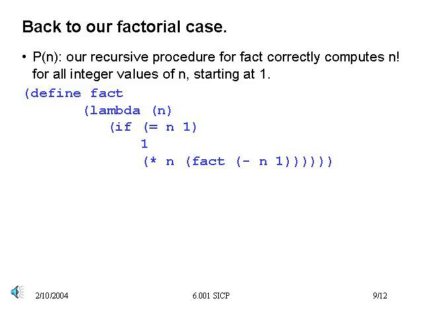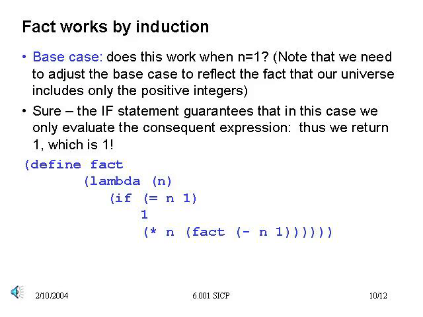So here's our code, and our proposition is that this code correctly computes n factorial given a legal value for n. To prove this, we first consider the base case. Remember that here our base case is n equal 1, since that's the starting point for our universe of values. Is our proposition valid? Sure. We know that our if statement will in this case take the path through the consequent expression and just return the value 1, which we also know is the desired answer.